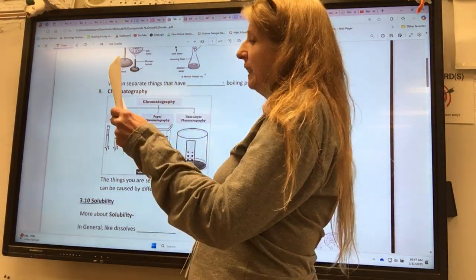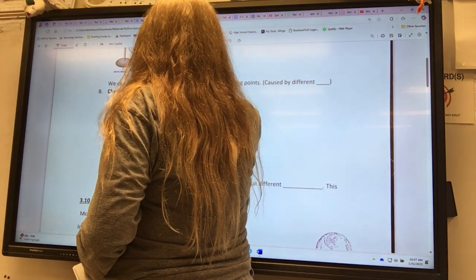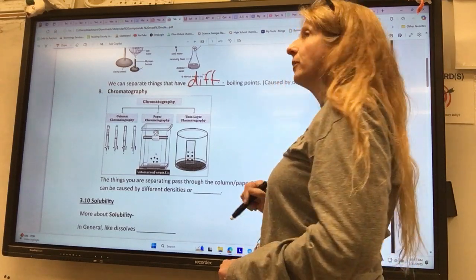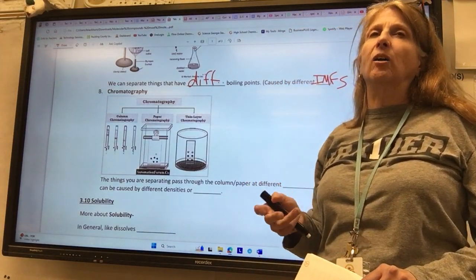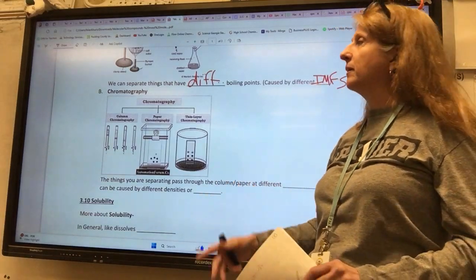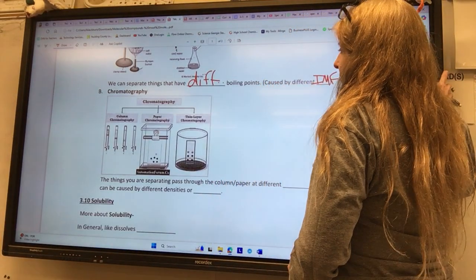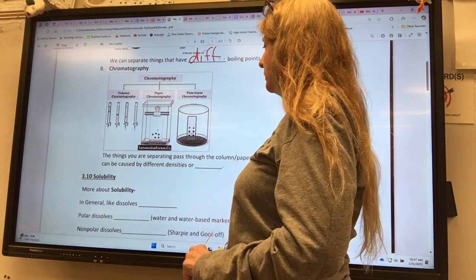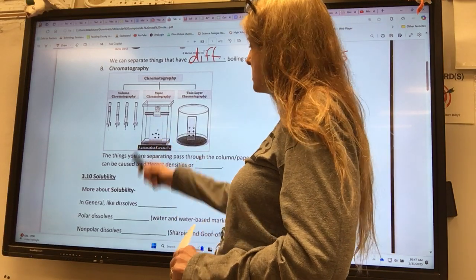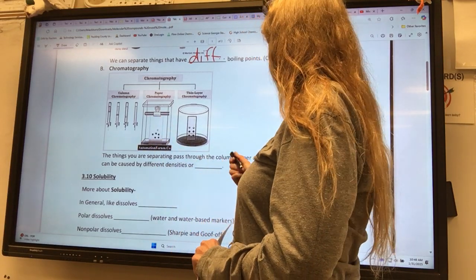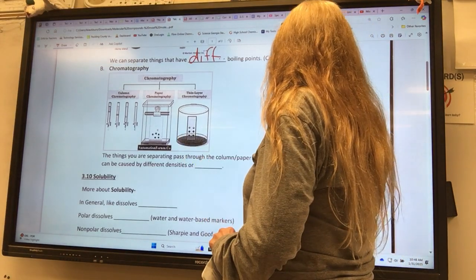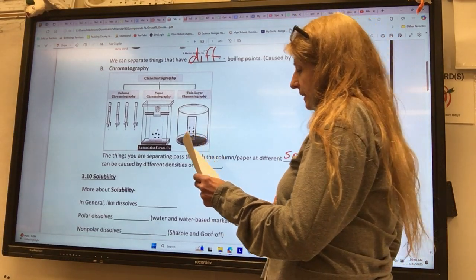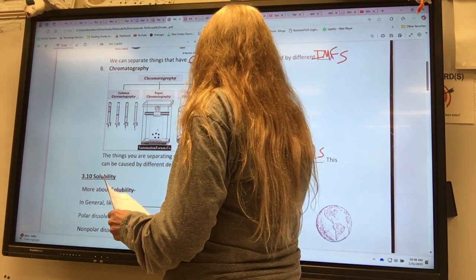All right. So we can separate things that have different boiling points, and it's caused by different intermolecular forces. We already learned about that, about how we can tell the different boiling points because of the different intermolecular forces. That was earlier in the notes. Okay, so the one we have already done is chromatography. We did paper chromatography, where it sucked up the paper. So the things you're separating pass through a column or paper at different speeds, and it can be caused by different densities or the intermolecular forces.